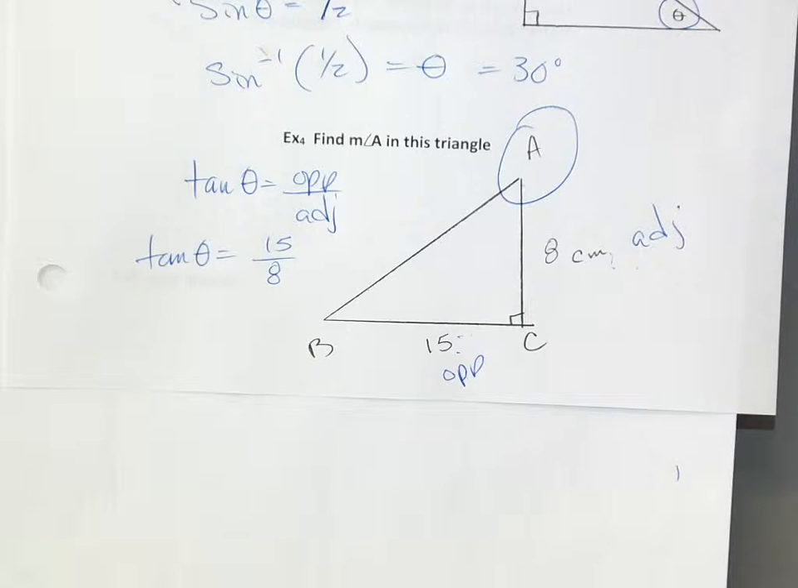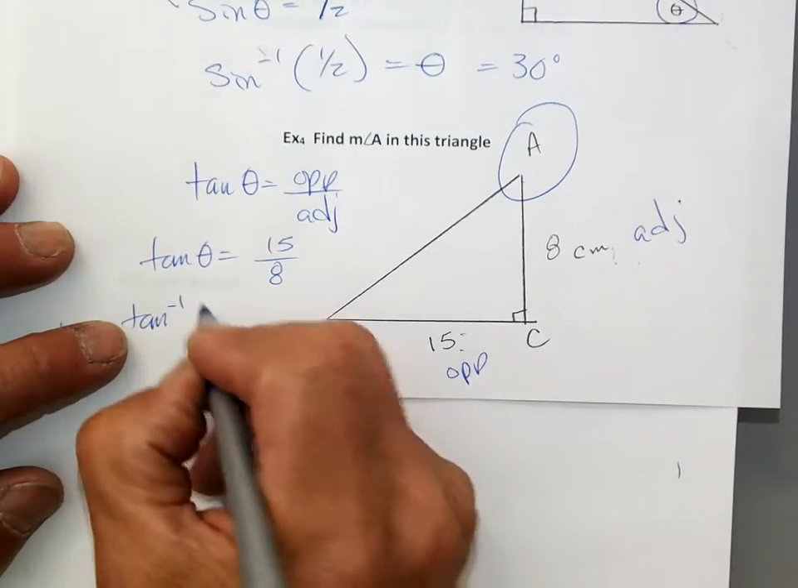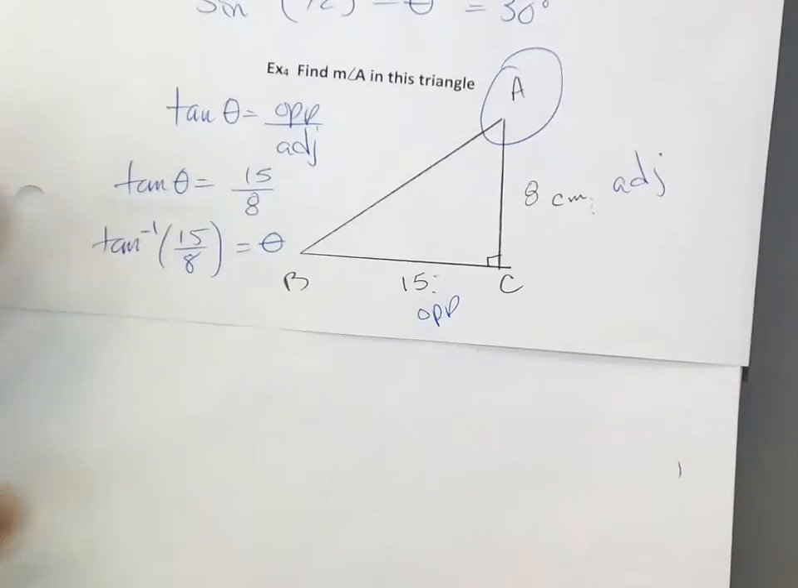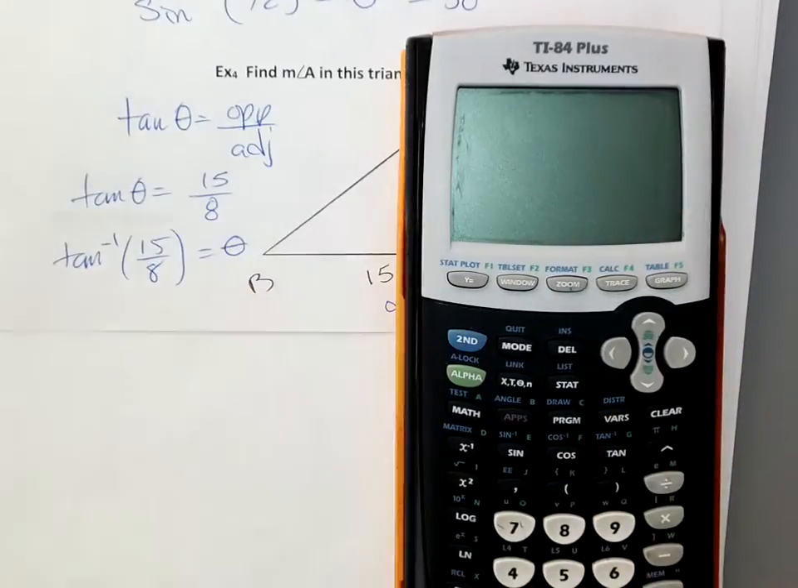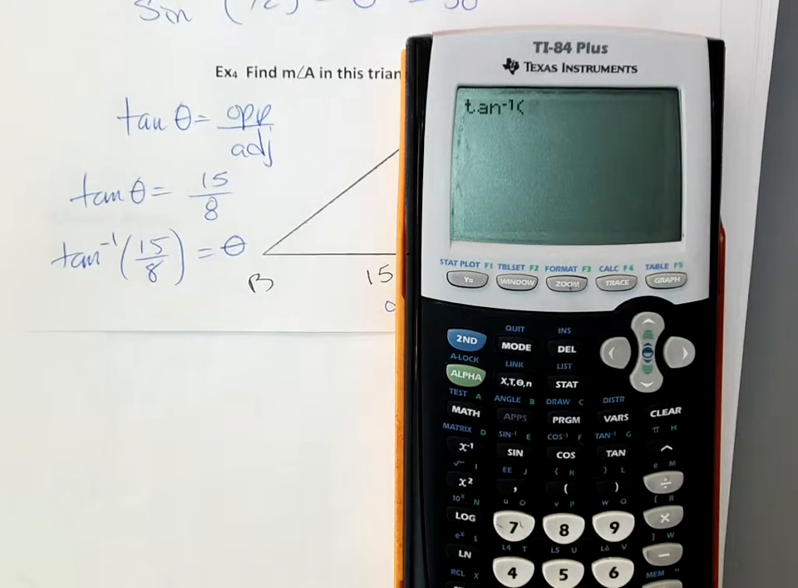What button do you push if you need the angle? Inverse, right? So I'm just going to go tangent inverse of 15 over 8 is equal to my angle, theta. I'm going to use my calculator, tan inverse, using my blue button. So tan negative 1 of 15 divided by 8, and I push enter, and it's about 62 degrees, or if you want to be accurate, 61.9.